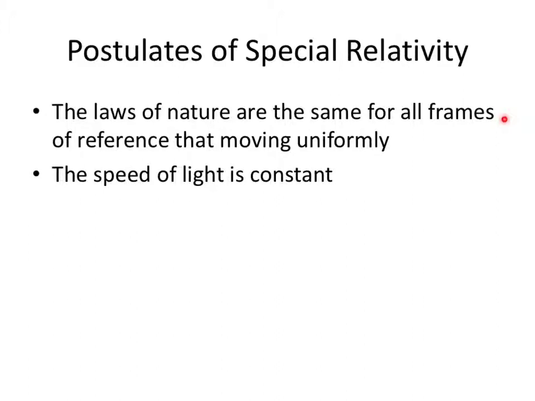Okay, now here's the second postulate. The speed of light is constant. Okay, in the last slide we talked about Michelson and Morley. Michelson and Morley were trying to find the speed of light differing as it moved through the ether. Einstein says, forget the ether. The speed of light is going to be constant no matter which direction you measure it. It's always going to be the same, whether you're moving it parallel to the direction of the Earth, perpendicular to the direction of the Earth. The speed of light is always constant.